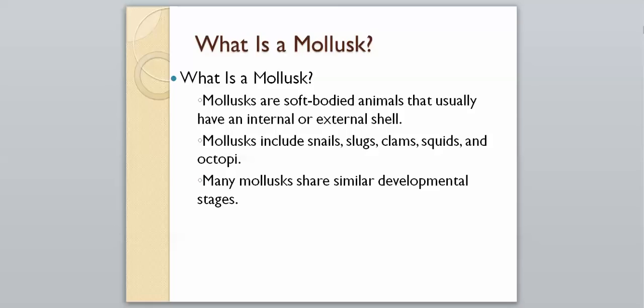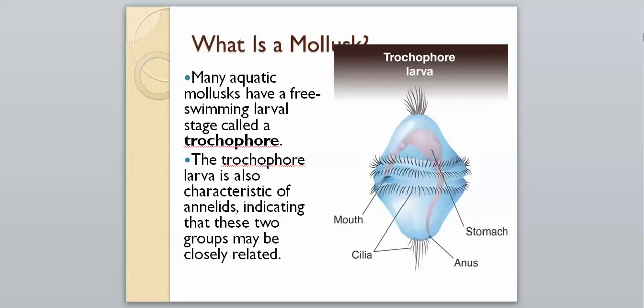And then many of them will share similar developmental stages. So that means a snail will develop the same way as a squid, which develops the same way as a clam, which develops the same way as a slug, which develops the same way as an octopus. And one big characteristic of how they develop is something known as a trochophore. This is a free swimming larval stage in the life cycle of a mollusk, and that's going to be very characteristic of this group.